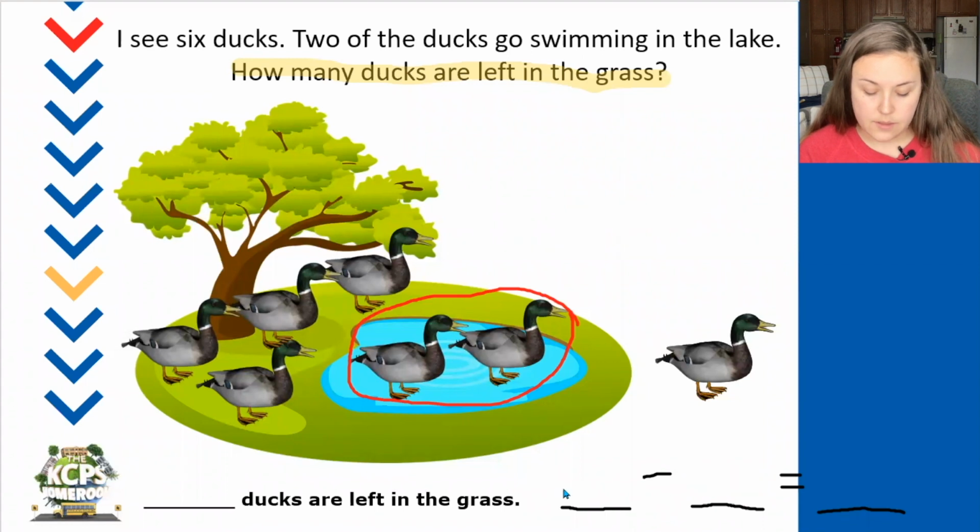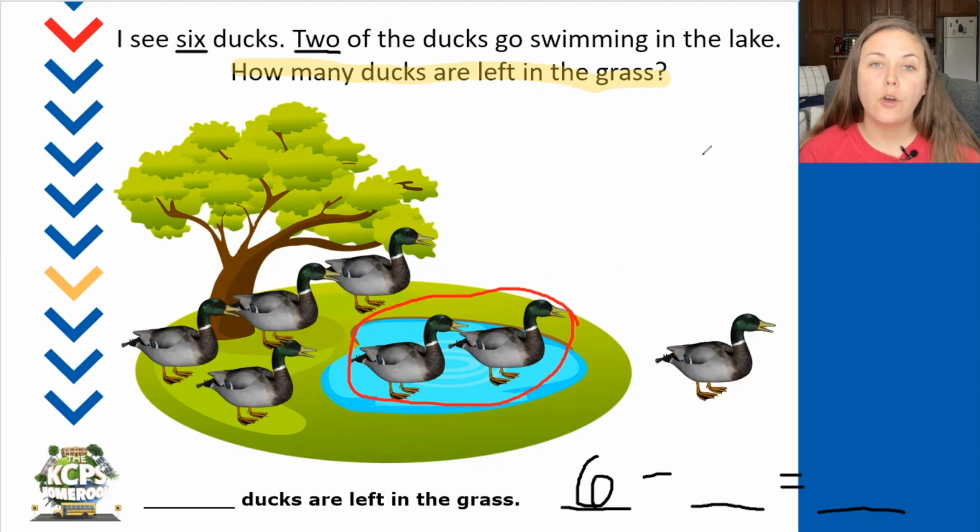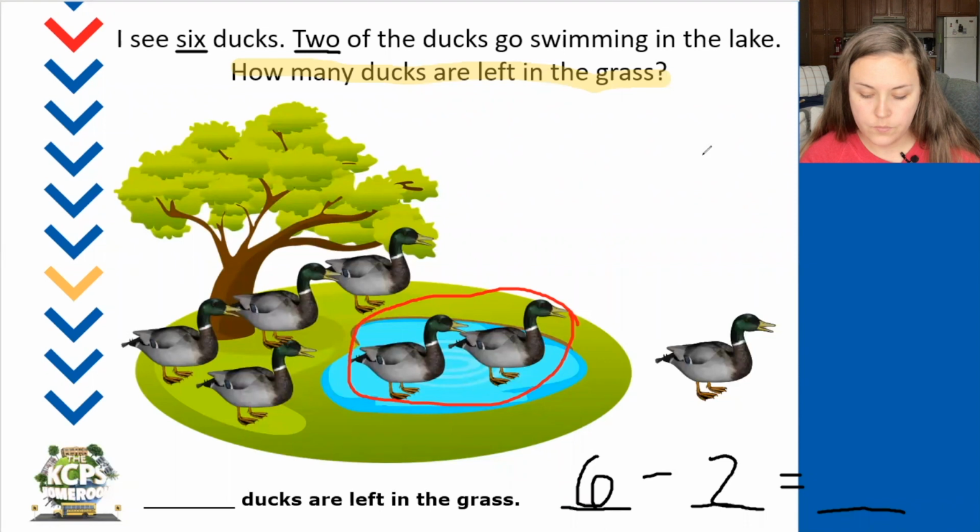Now, let's write our number sentence and talk about our answer statement. Remember, as we started, I said that we know 6 is our total number of ducks. So because it's the total, it goes first in our subtraction sentence. So we're going to write a 6 in the first blank of our number sentence. Then we have to tell how many ducks are going swimming. So in the problem and looking at our model, we know that 2 ducks go swimming. So that means we're taking away 2.